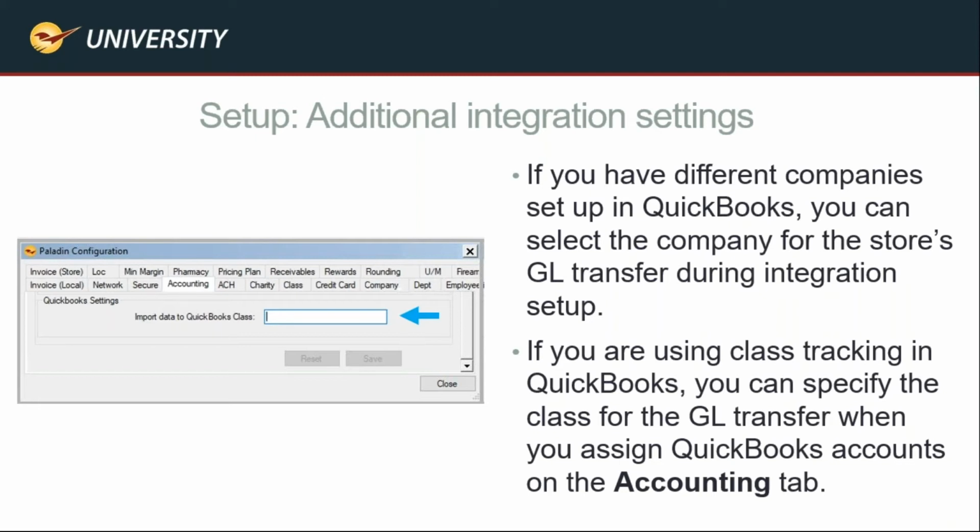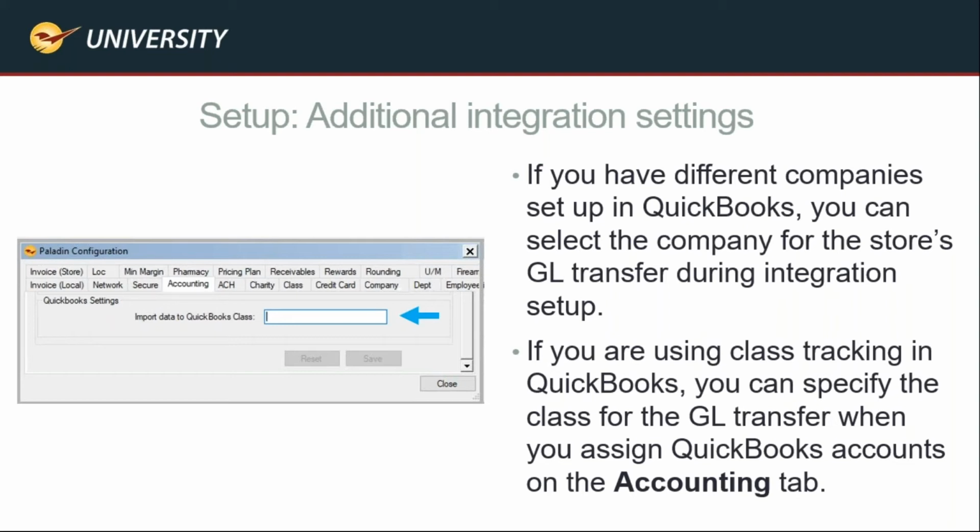You know, they're managing a bunch of different things with one QuickBooks, and so they set up each company by tracking by class. And so if you're using that class tracking in QuickBooks, you can specify the class for the general ledger transfer when you assign the QuickBooks account in the accounting tab. And you can do that in the file setup accounting, and you'll see the QuickBooks class there.